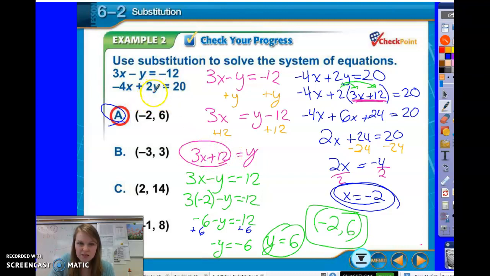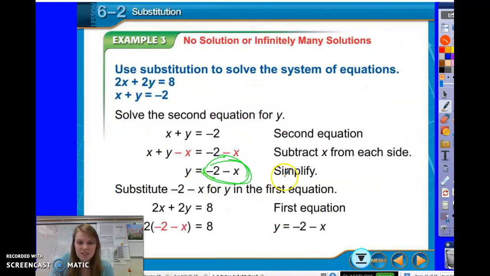2 times that stuff, 3x plus 12, into that whole equation. I did some distribution, did some combining like terms, and got x on the side by itself. I got negative 2. Now that I have negative 2, I could plug this into either equation. Pick your favorite. My favorite was the top one. So I used this top equation and plugged in negative 2 for x, and I got y equals 6. So I had A for my answer. Let me know if you have questions on this.